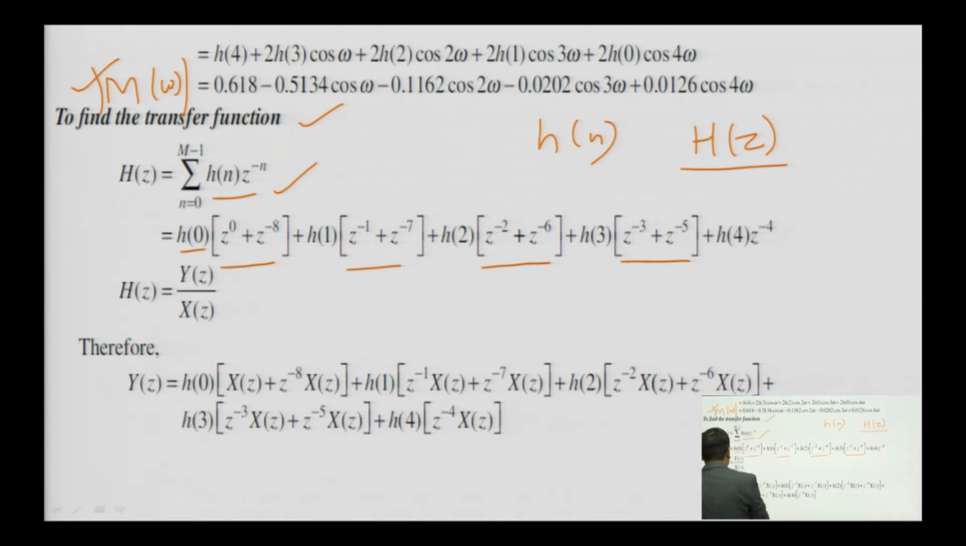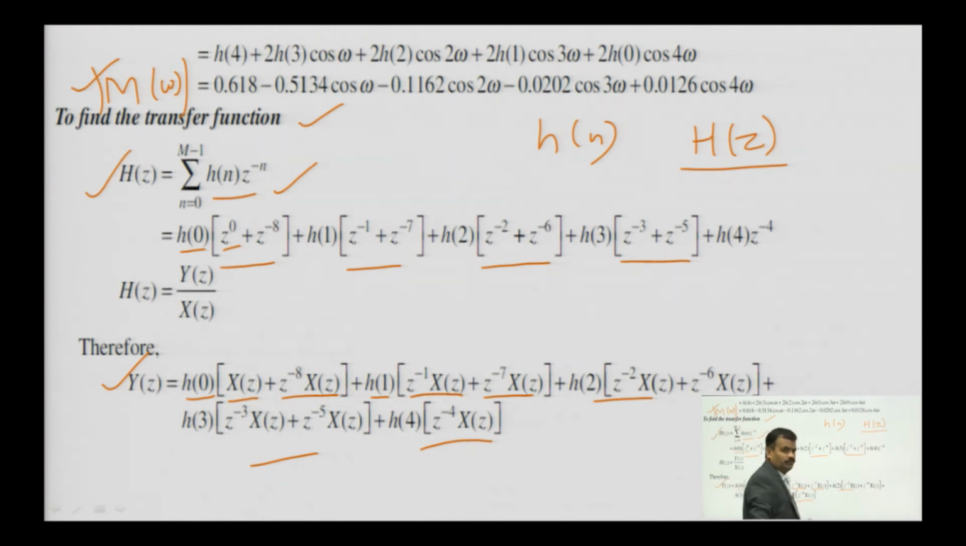If you take it here, then Y of z is equal to this type of expression you will get, because H of z is Y of z upon X of z, so X of z will be multiplied here. So, here X of z plus z to the power minus 8 into X of z, h 1 into z to the power minus 1 X of z, z to the power minus 7 X of z. Similarly, in this way, by taking the z transform, you can find out the transfer function of the system, that is capital H of z, and that is the ratio of Y of z upon X of z.